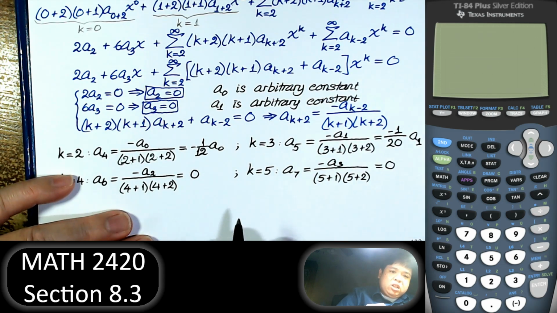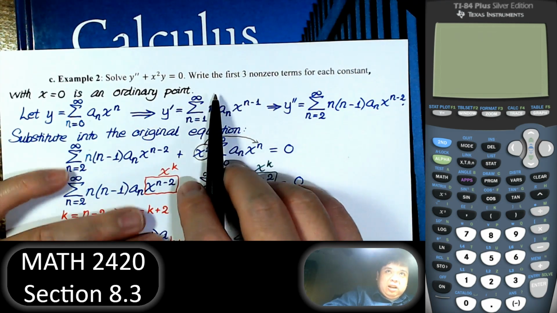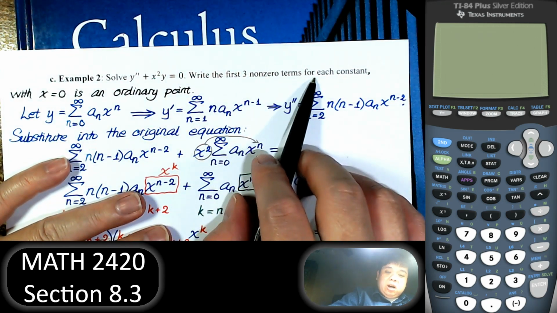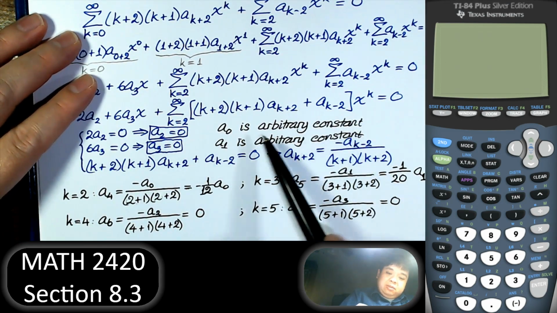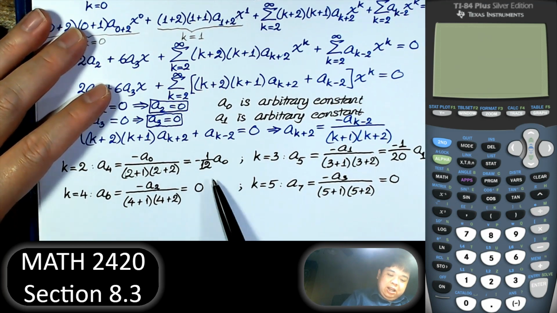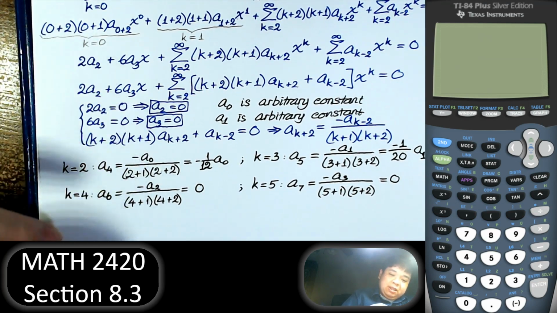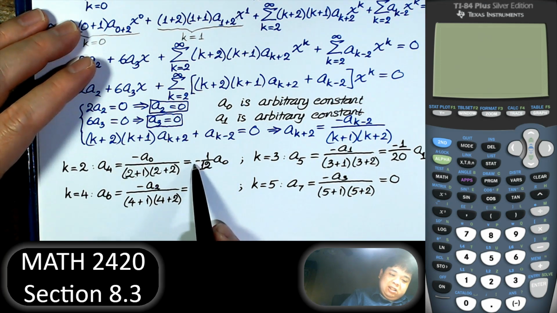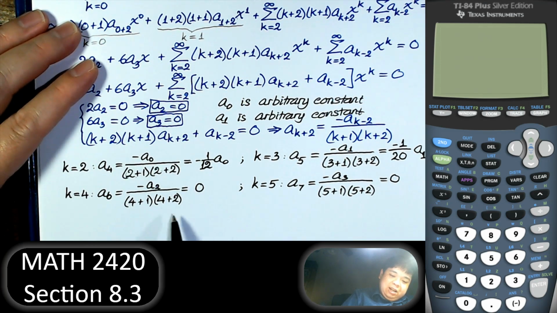Right. So where do we start? Well, the problem did say write the first 3 non-zero terms for each constant. Now that makes sense. For each constant, A0 and A1, we're going to need 3 of them. So we need 1 more. We have A0, that, and then 1 more.